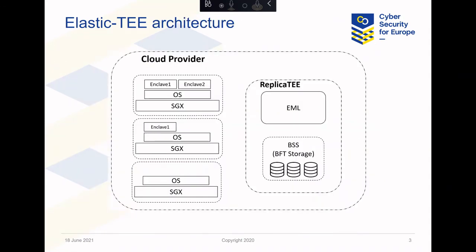To achieve this, we augment the cloud architecture with a tool that we call Replica TE. Replica TE is composed of two different services. One is called EML, Enclave Management Layer, and this is the layer that helps the cloud whenever dynamic resource allocation is needed. And BSS, Byzantine Storage System, is a Byzantine fault tolerant storage that is used by EML to always have a consistent view of the number of application instances that are running on the cloud.